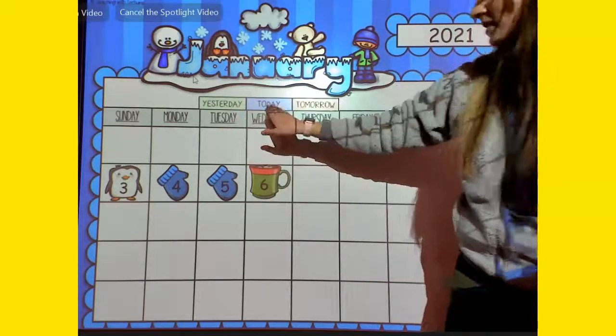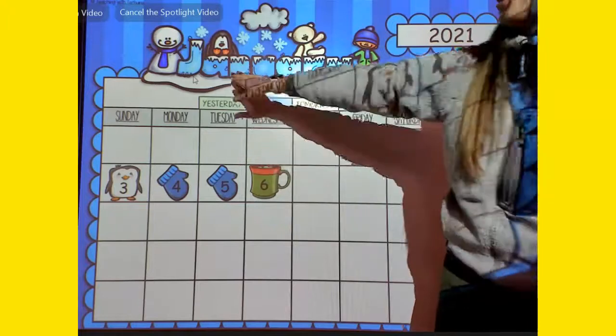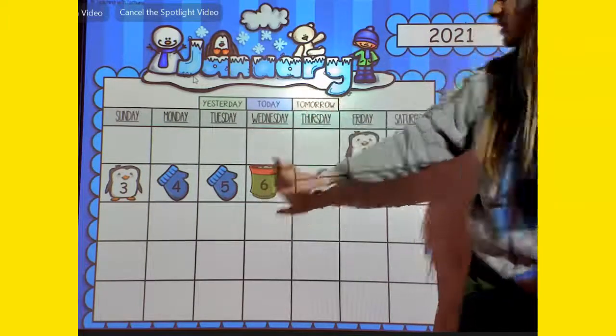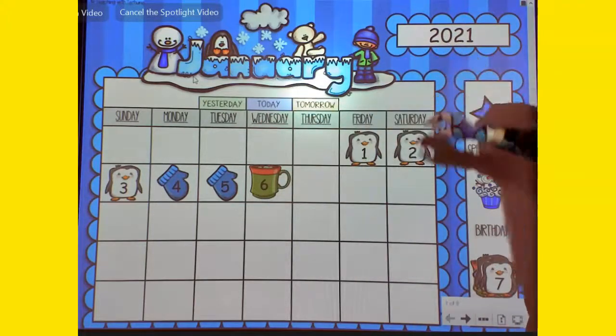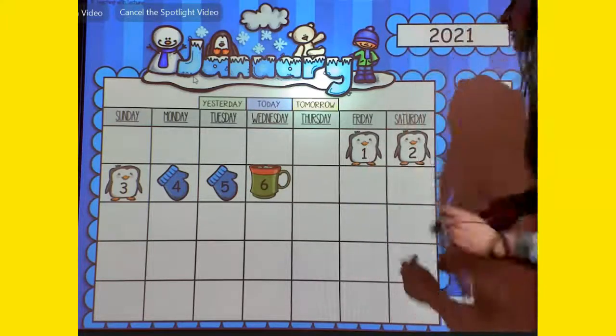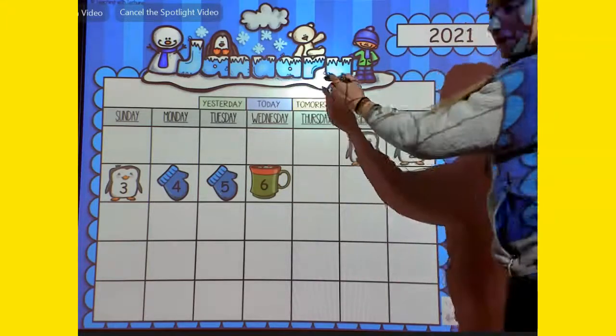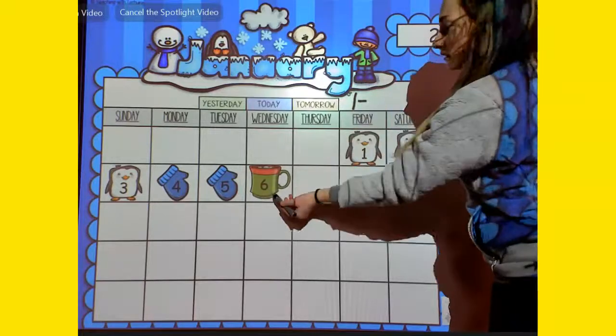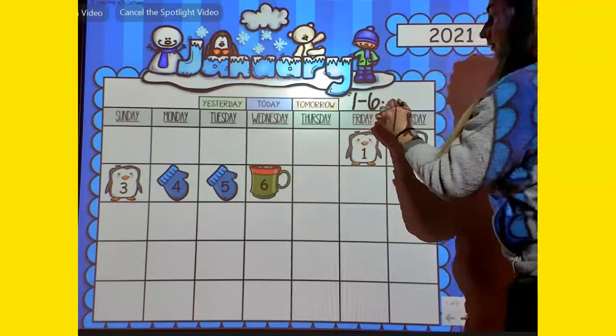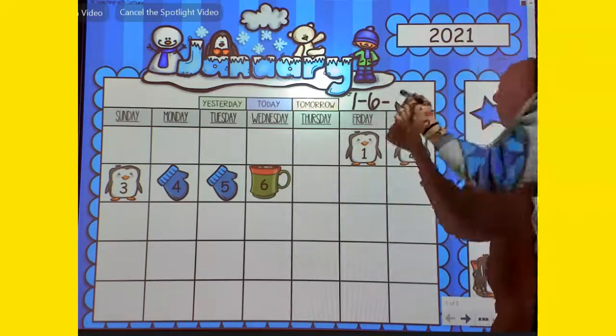Today is Wednesday, January 6th, 2021. When we write the date, we're going to put a 1 for the first month, 6-21.